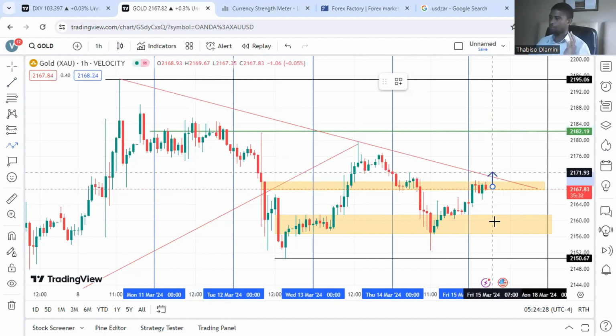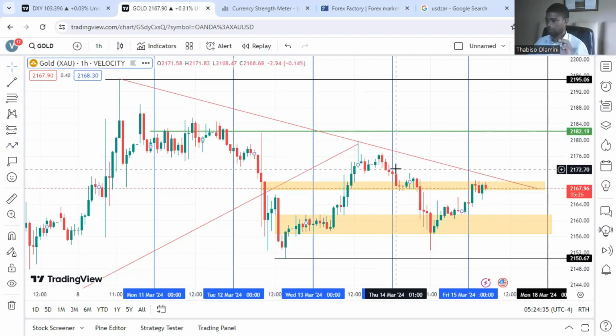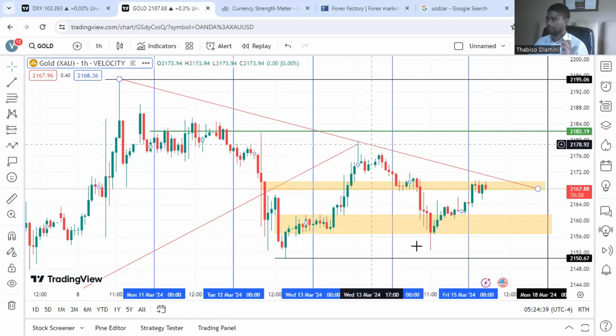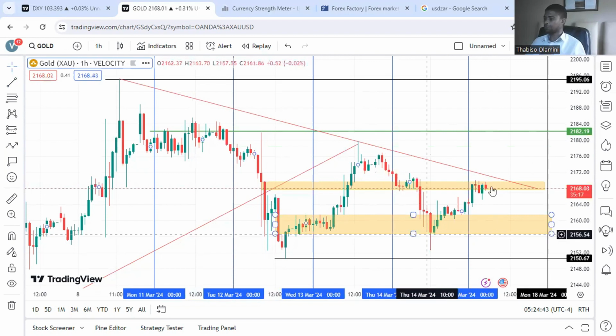So we could go both sides, just like we saw on the Wednesday, whereby it went up and then accumulated there. And then on the Thursday, what happens? We go down. Cancel the market, literally just canceling itself out. So we'll see from this place what's going to happen.